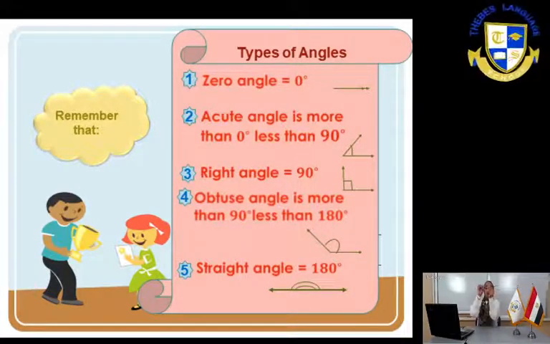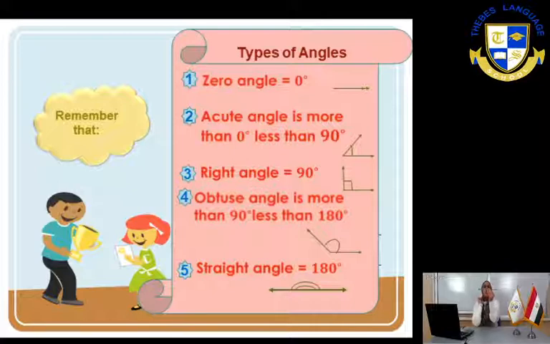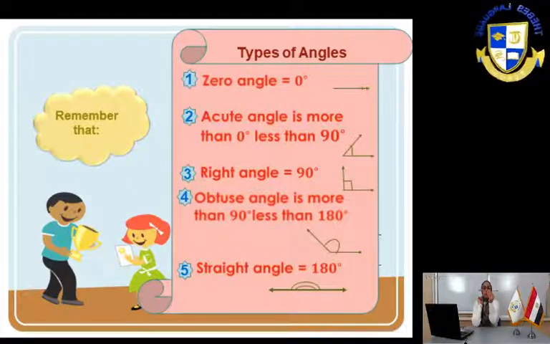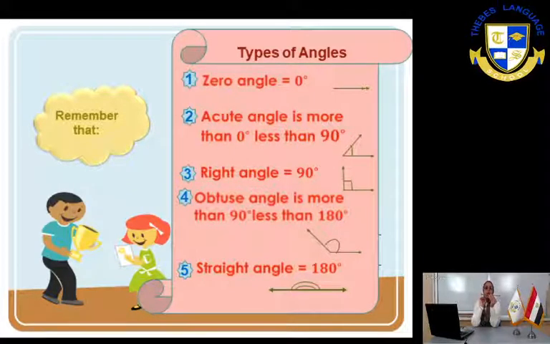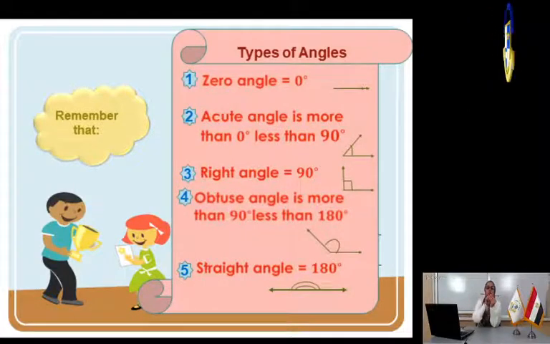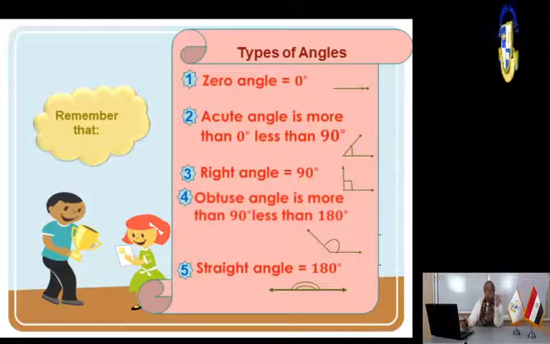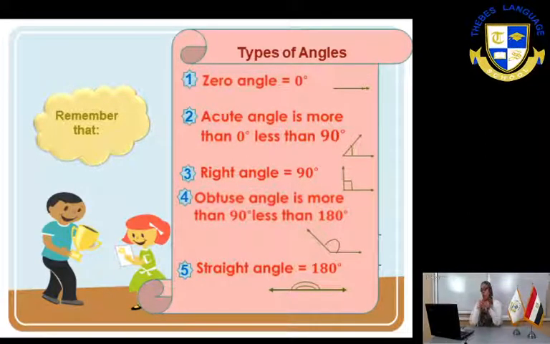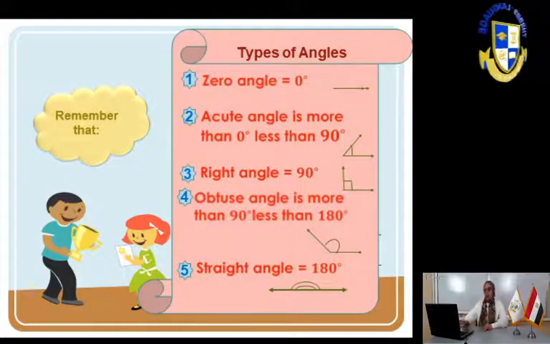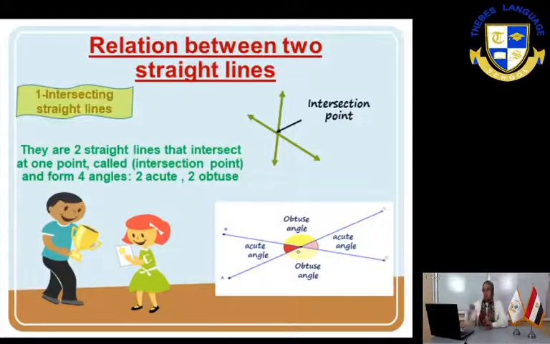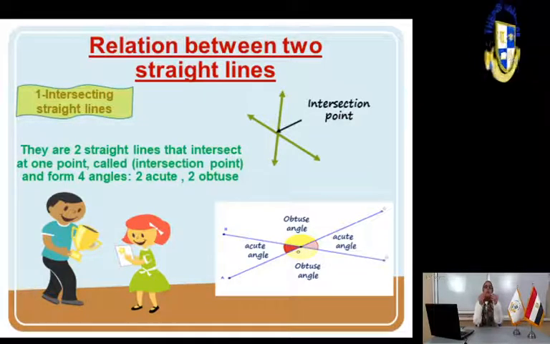Okay. If the two rays form a straight line like that, we call this angle a straight angle. And the straight angle's measure equals 180 degrees exactly, not more, not less. Okay, these are all the types of angles which we have. Next slide. Now, we care about the straight line for this lesson.